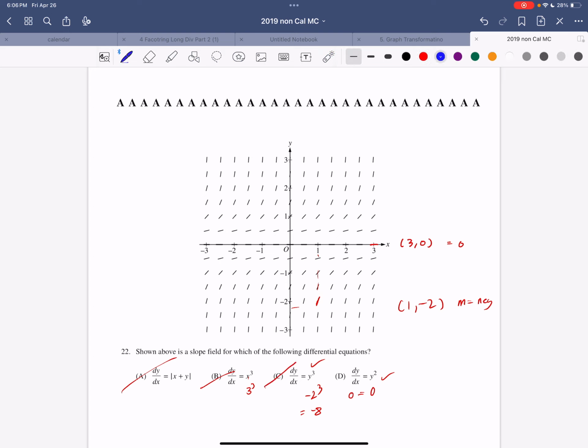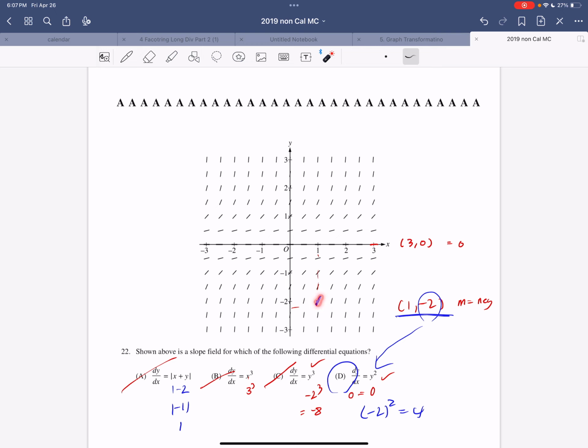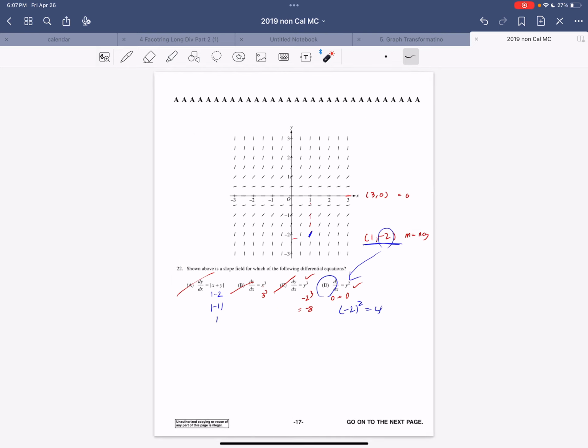So the answer should be D, because if I plug in negative 2 here, negative 2 squared, you'll get 4, which is a positive slope. So do you see this is a positive slope? So that's the answer. That's how you do it. Like if I plug in 1 comma negative 2 here, you get negative 1 absolute value, which is positive 1. So you can actually get confused at this point. That's why I always choose something that is at 0 slope first. Okay, so just choose 2 points, then you will be able to knock down all the answer choices. You will have this one question no matter what.